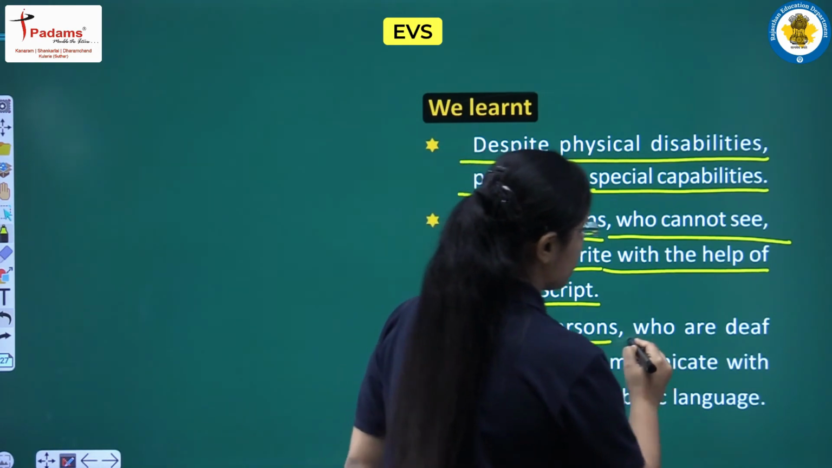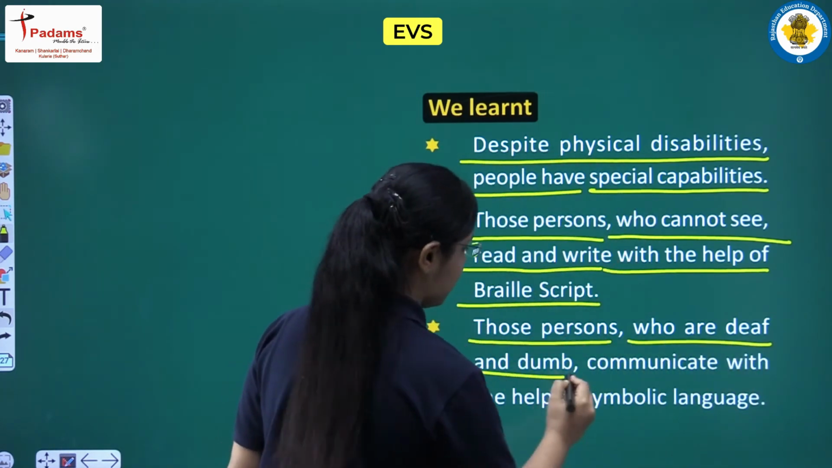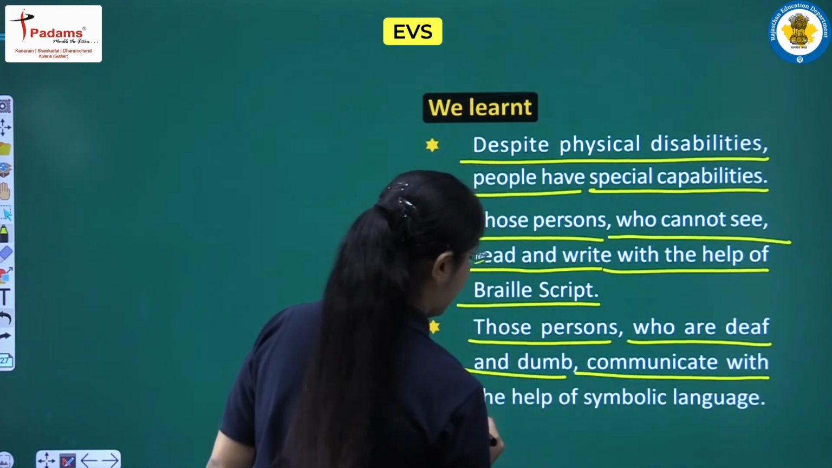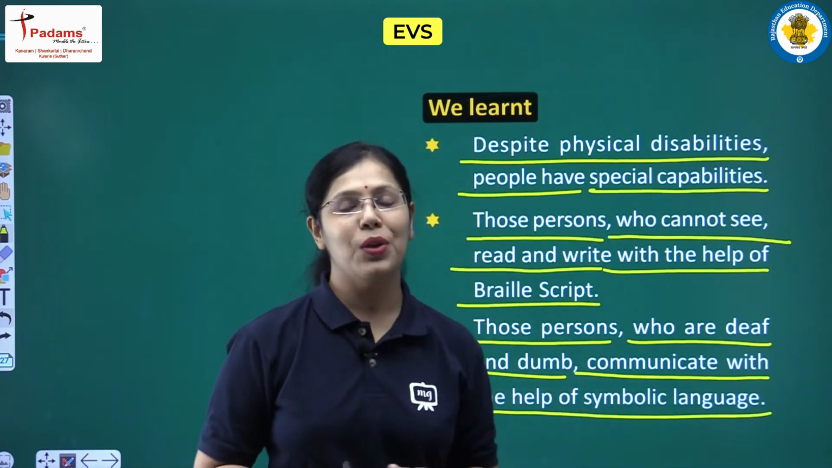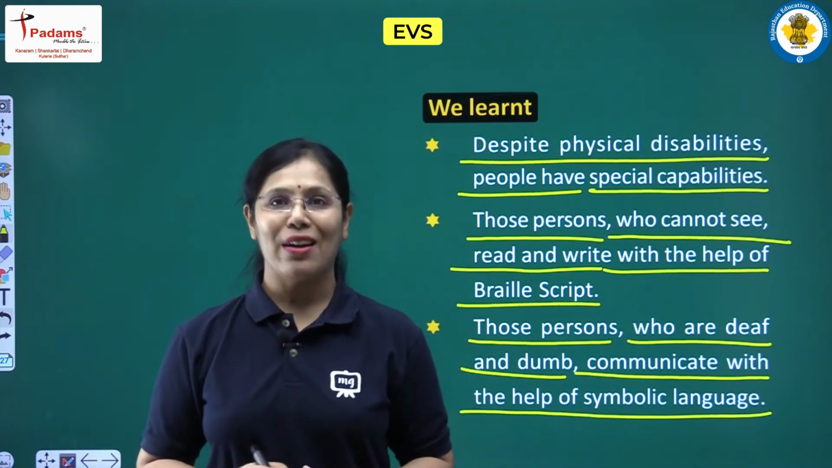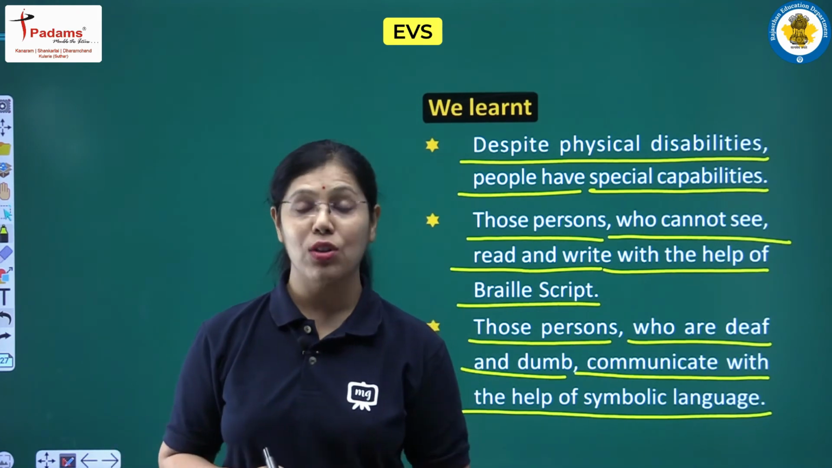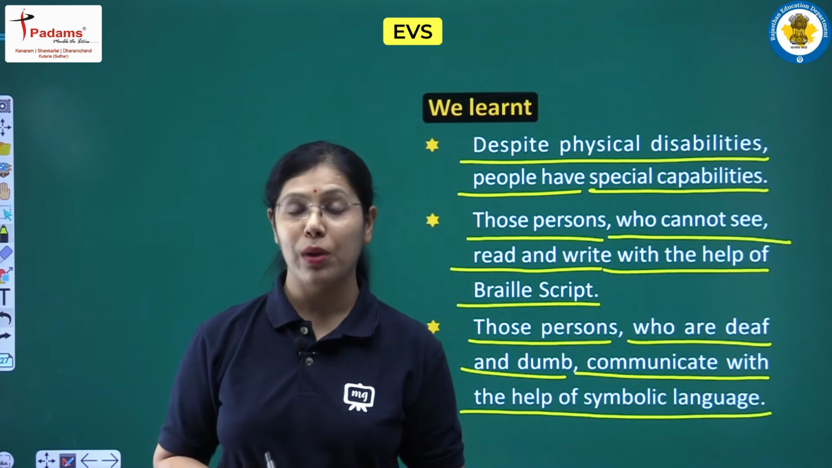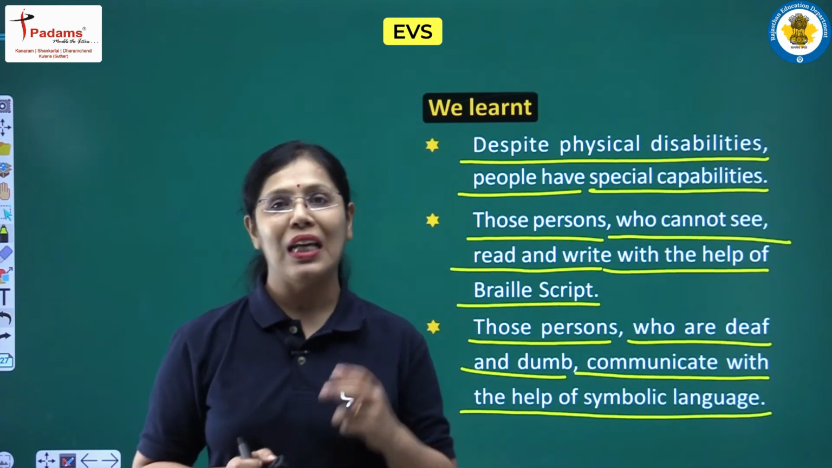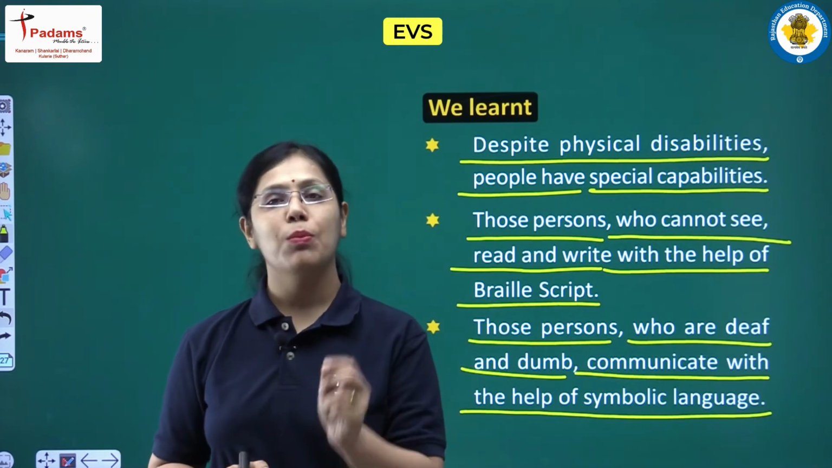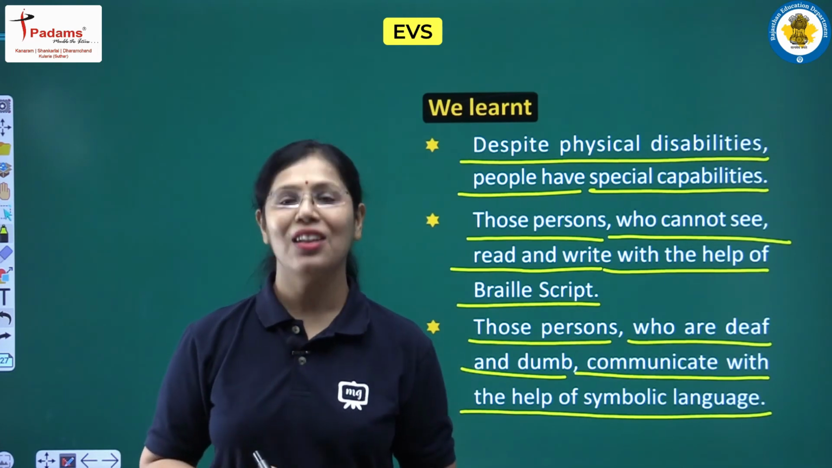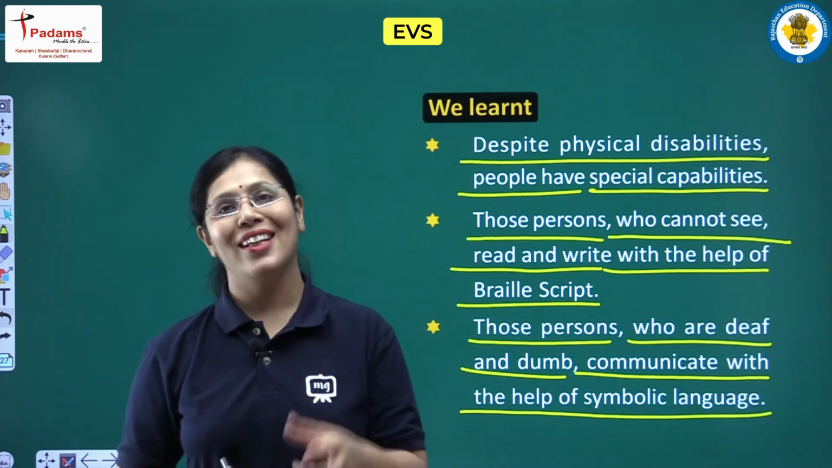Those persons who are deaf and dumb communicate with the help of symbolic language. So you need to remember the symbolic language also. So symbolic language is used for those people who are not able to speak and hear. So those who are deaf and dumb, they use symbolic language to communicate all their thoughts or all their ideas.